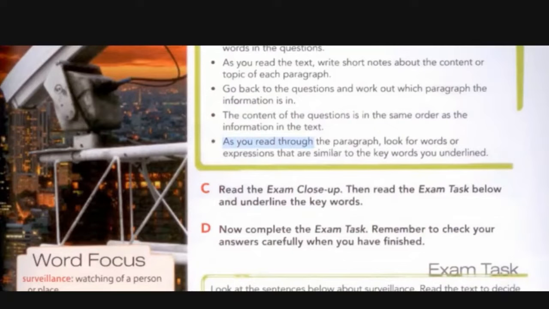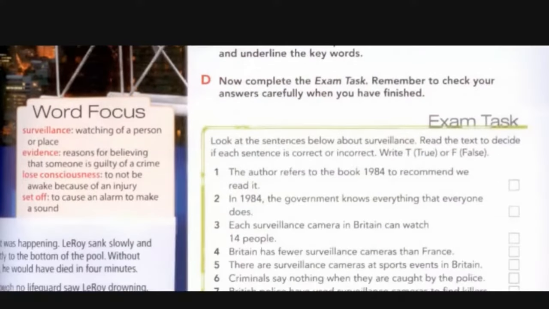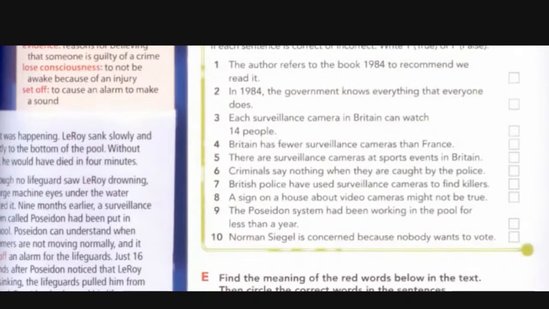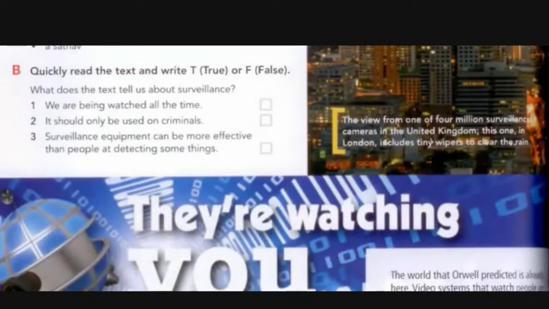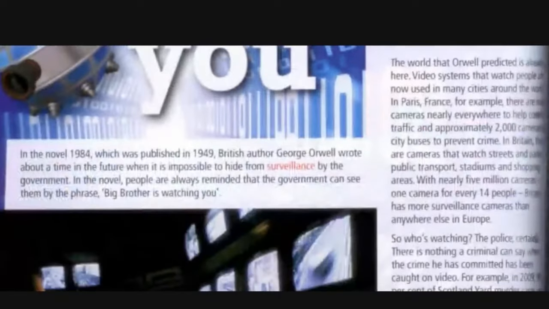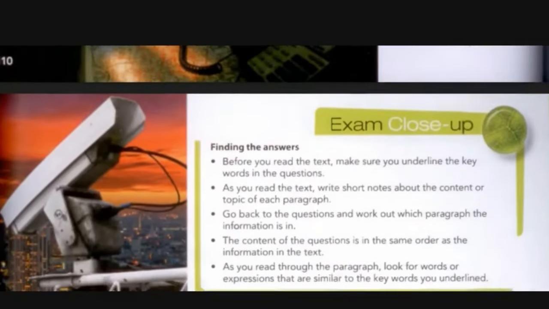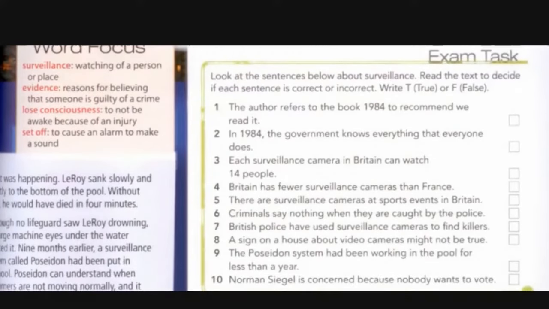As you read through the paragraph, look for words or expressions that are similar to the keywords you underlined. Sometimes you have similar keywords, but you have to read carefully the sentence in the question and the sentence in the text. They may mean different things. Like the one we did just now for question one: it mentioned we are being watched, but the difference in the keywords is all the time, with nearly everywhere, many cities. So sometimes they may want to distract you in such a way.